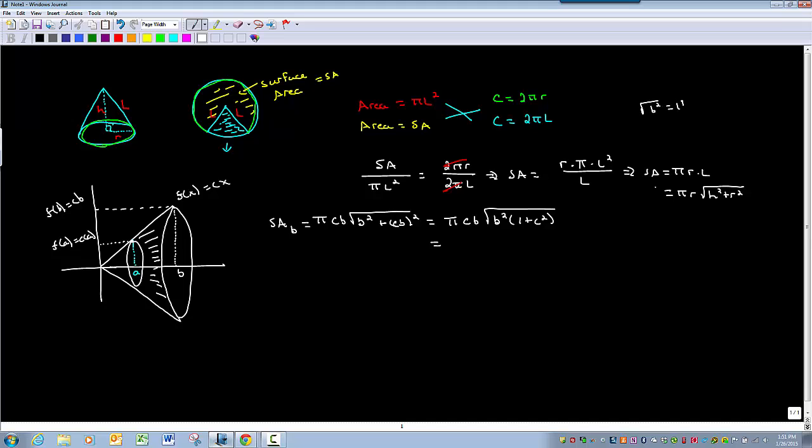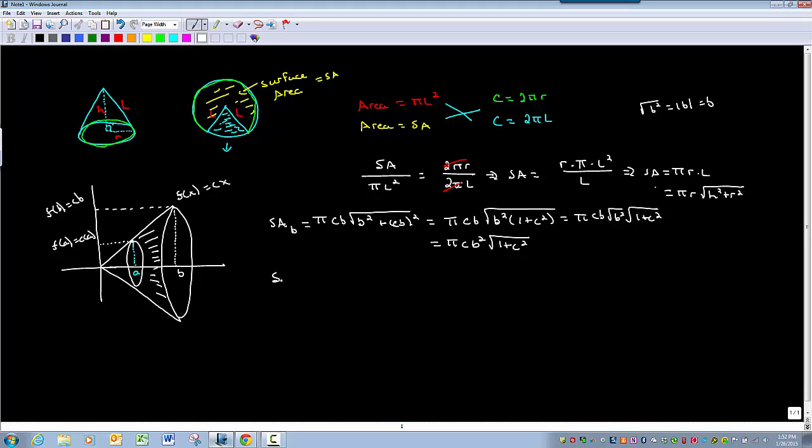It's equal to the absolute value of b, but b here is positive, so no big deal. We'll just make this equal to b. Okay, so we're good there. And so this will be pi times c. Now when I pull the b out, because really what I'm writing here is this. Let me give you your middle step here. Okay, so this gives me this. That's the surface area of the big thing.